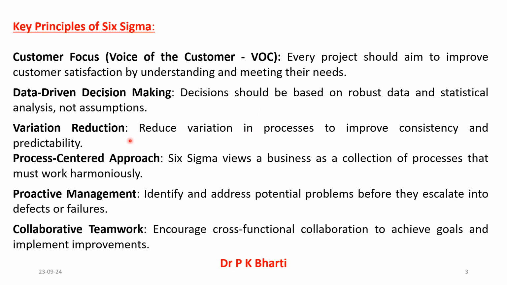Variation reduction. One of the primary aims of Six Sigma is to reduce variation in the processes to improve consistency and predictability. Next is process-centered approach. Six Sigma views a business as a collection of processes that must work harmoniously. Proactive management. Six Sigma identifies and addresses potential problems before they escalate into defects or failures. Collaborative teamwork. Six Sigma encourages cross-functional collaborations to achieve goals and implement improvements.